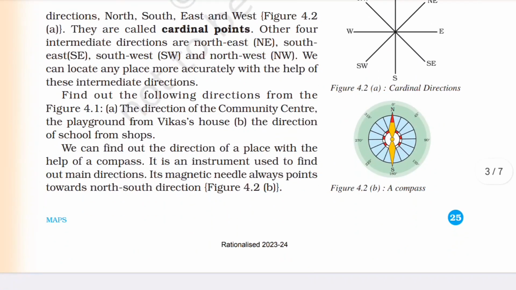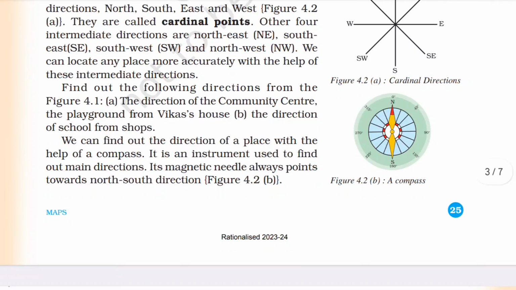Find out the following directions from figure 4.1a: direction of the community center and the playground from Vikas's house, direction of the school from the south. We can find out the direction of a place with the help of a compass. It is an instrument used to find out the main directions. It has a magnetic needle that always points towards the north-south direction.